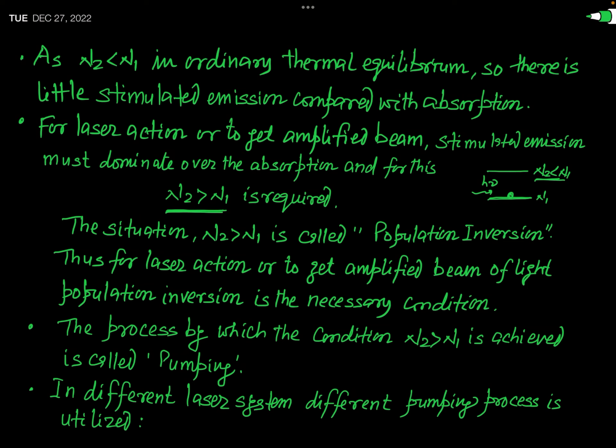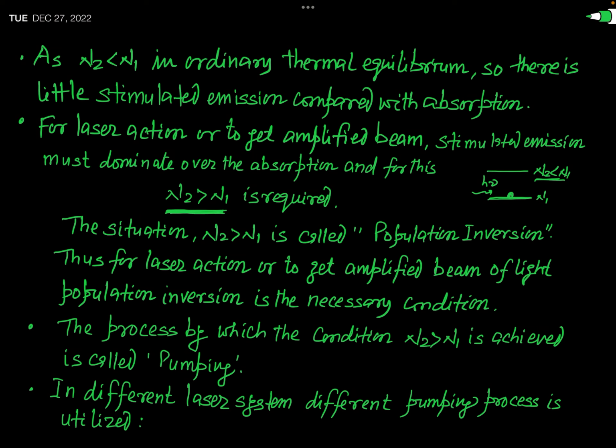So this phenomenon is called population inversion. Population has been just inverted. It means the level in which the population was less, now it will become larger. So this is called population inversion. If your aim is to promote the stimulated emission, you have to achieve a condition in which population inversion has taken place, that is, N2 is greater than N1.